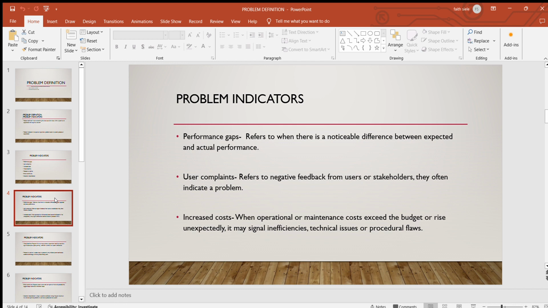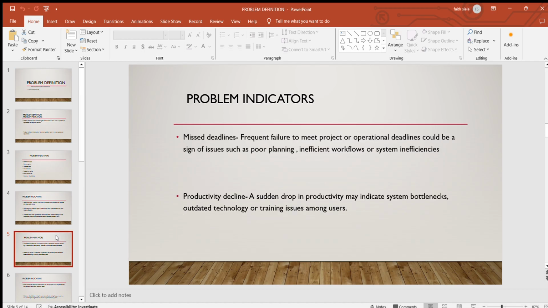Then number four, we have missed deadlines. This refers to frequent failure to meet project or even operational deadlines. And this could be a sign of issues such as poor planning, inefficient workflows, or even system inefficiencies.